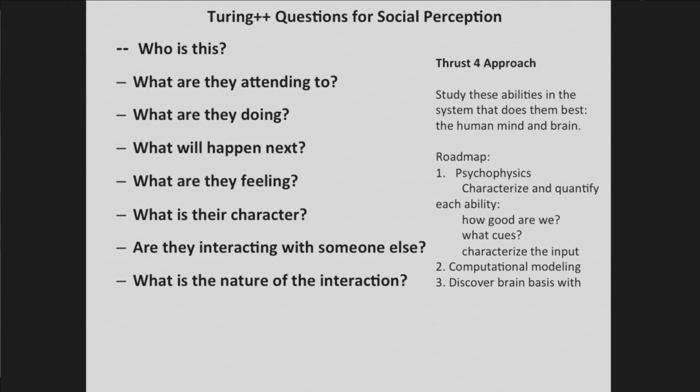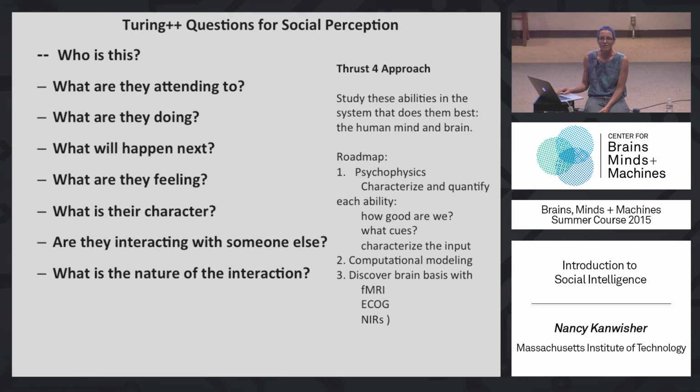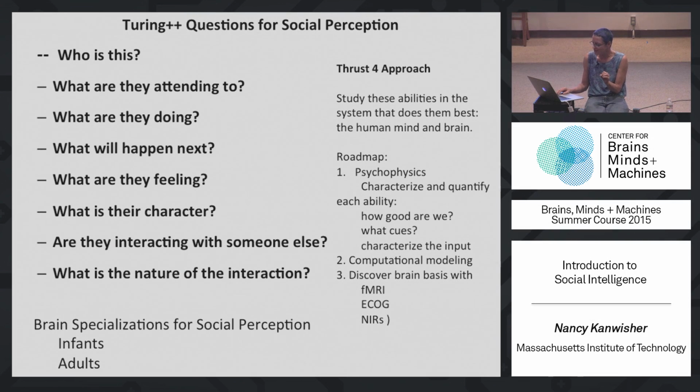Another thing we can do is, of course, characterize the brain basis of these abilities. And we can do that with all kinds of methods. We're using, in our thrust, functional MRI, intracranial recordings, something called NIRS. This is the ability to make measurements of blood flow changes in very young infants.